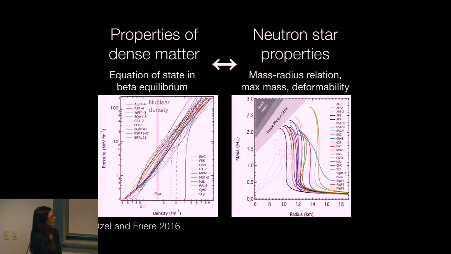So each of these lines here can map to neutron star properties. For example, the mass-radius relationships shown here. Typically low pressures for a given density map to smaller radius, high pressures to higher radius, but we also have radius dependence with mass. We have different maximum mass relations, and we also have a different deformability of the star, which I'm going to talk about a little bit later.